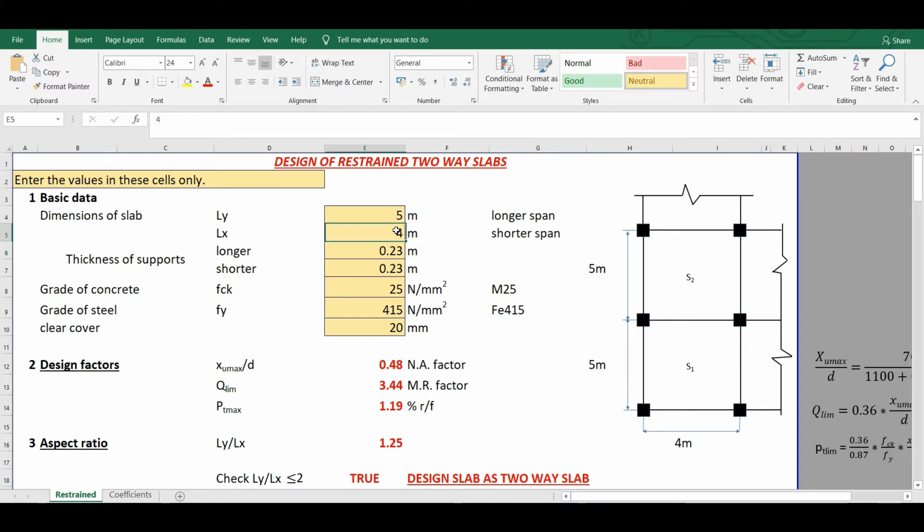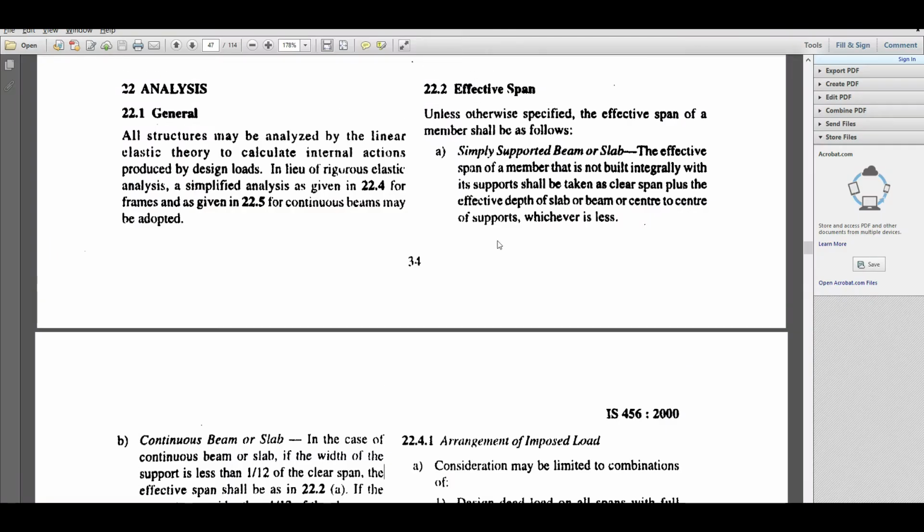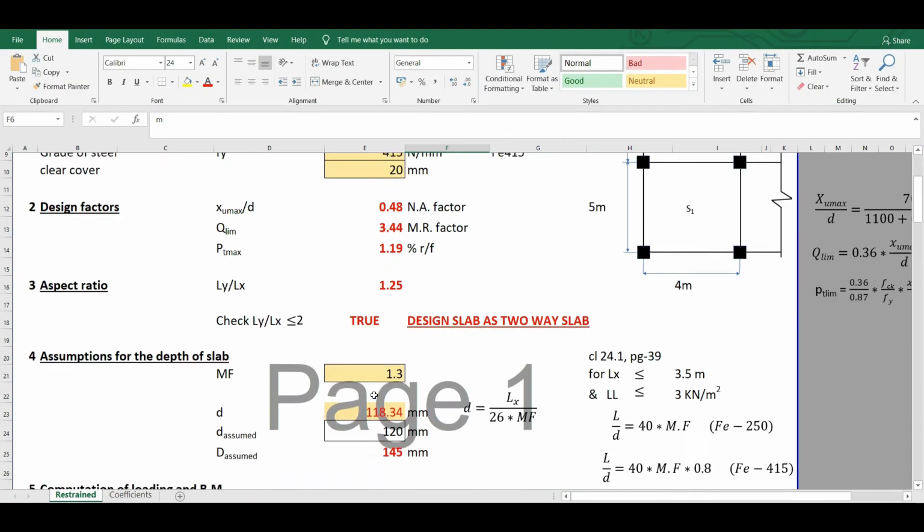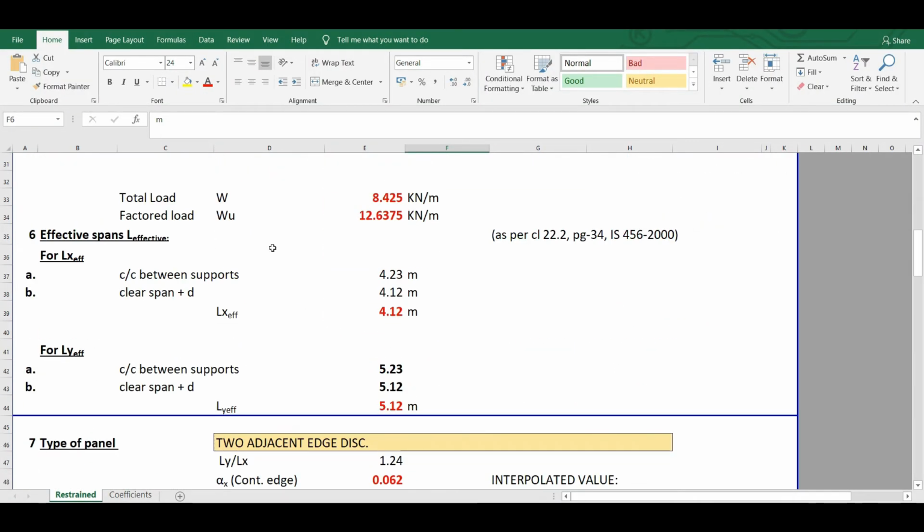So here the clear span is 4 meters. If we divide 4 by 12, it will be around 0.33. So 0.23 meters, that is the width of the support, is less than 1/12 of the clear span, that is 0.33 meters. So here I will use the clause given in 22.2a, which is the same as that of a simply supported beam. For the simply supported beam, the effective span can be taken as the minimum of the center to center distance between supports and clear span plus d. So we will calculate the effective spans in both directions, that is Lx and Ly effective.